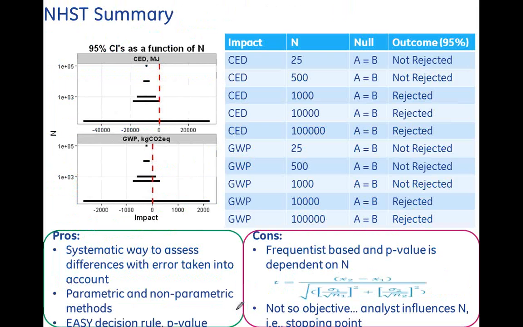All right. So this slide here is an example of the effect of N on my actual result. Me as an analyst, just arbitrarily setting however many Monte Carlo runs I want to use in my analysis, starting with 25, because remember I can't do 1. I'm basically looking at the comparison A to B for both CED and GWP, with N starting at 25 up to 500,000.